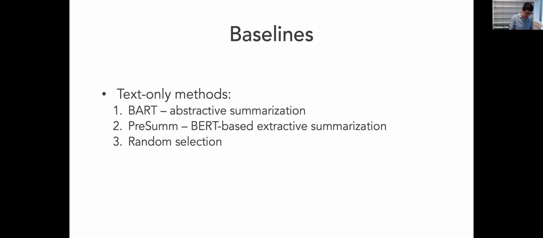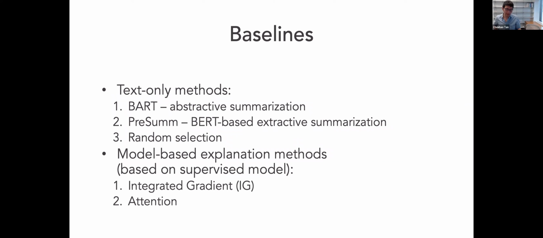To evaluate our method, we compare it to standard summarization methods, such as BART, Prism, and random selection, which in this case is actually a pretty good baseline because random entails some kind of representativeness, since you are just taking a random sample from the overall sentences. And we also compare this with explanation methods. We choose 2 typical ones. I'm not going to explain in detail, but these are standard explanation methods people use to explain a model.